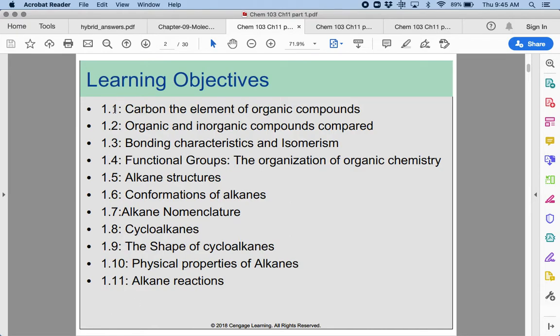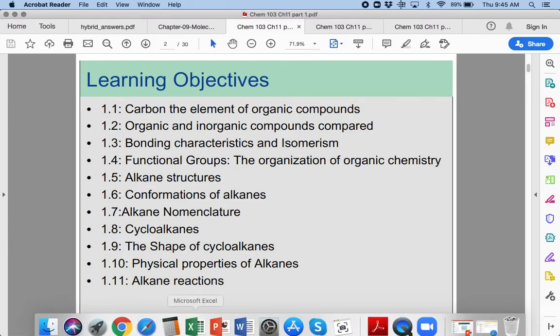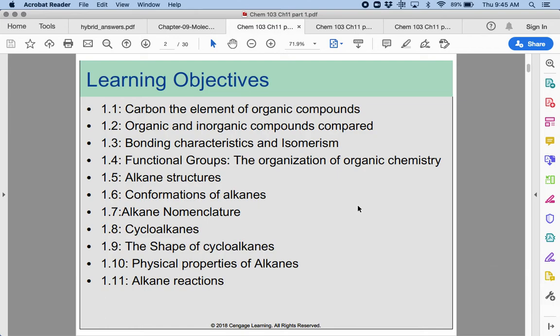Oops, it looks like these should all have 11s in front of them and not 1s. Sorry about that. Just noticed that. Slides are already posted. It's okay. 11.1, 11.2, 11.3, and so on and so forth. Sorry about that, guys. These are the subject topics.